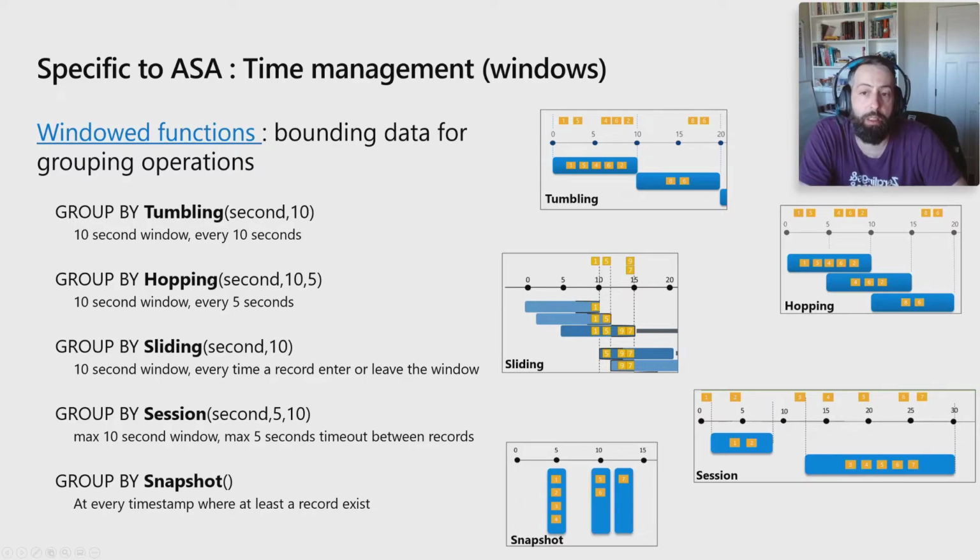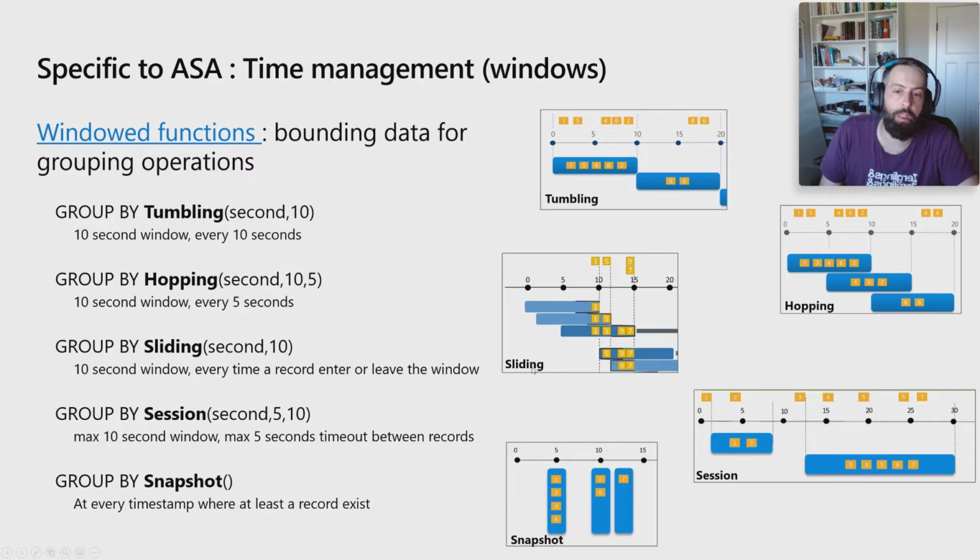But here it's the temporal window functions, and they are used in the group by clause. Basically I want a group by, but I need to limit that group by in time, because we need to know which depth of data we need to put in memory to calculate those averages. So here I'm looking at a tumbling window. That's 10-second intervals, one after the other. Then there's the hopping window, which is the same one, but hopping by, here, 5 seconds.